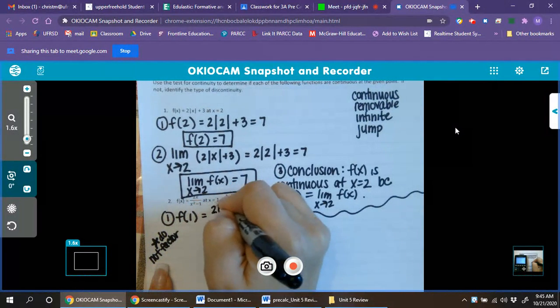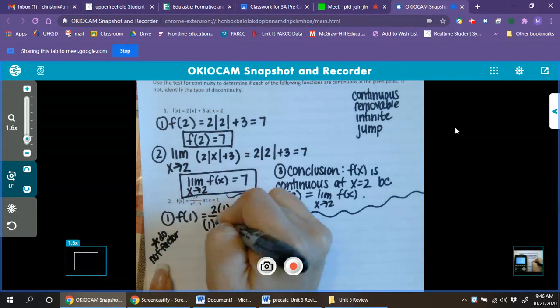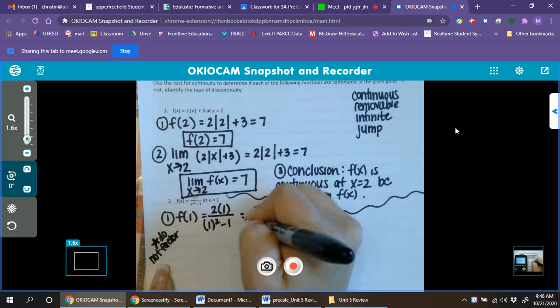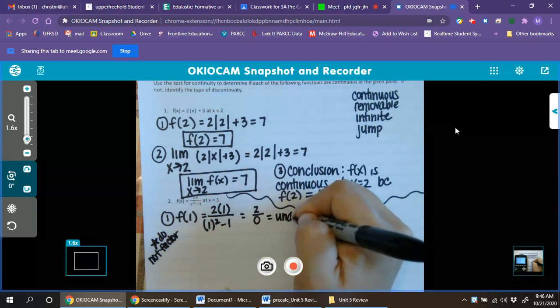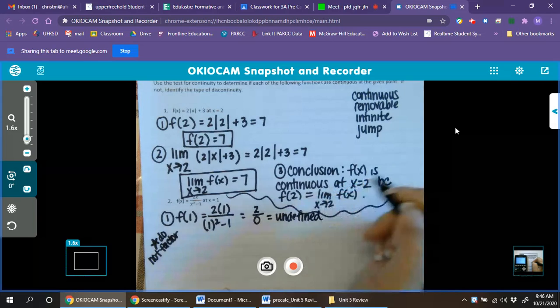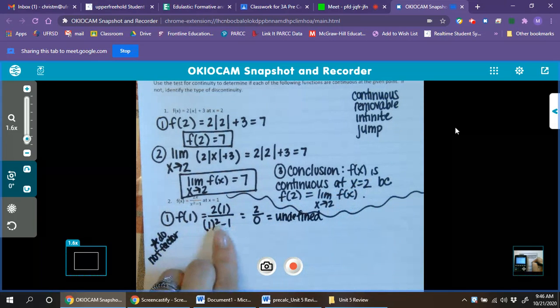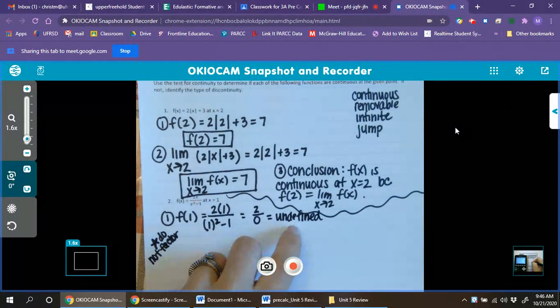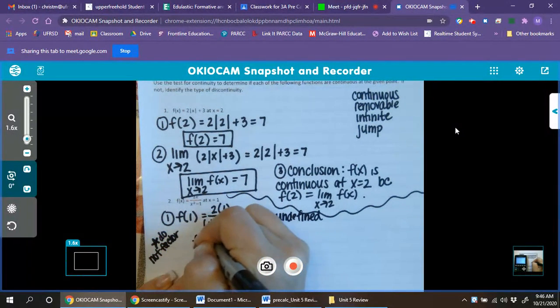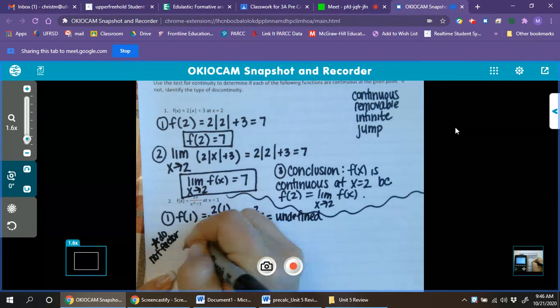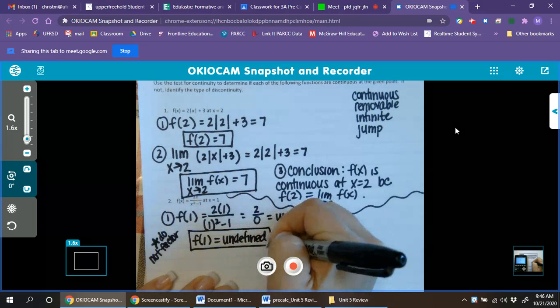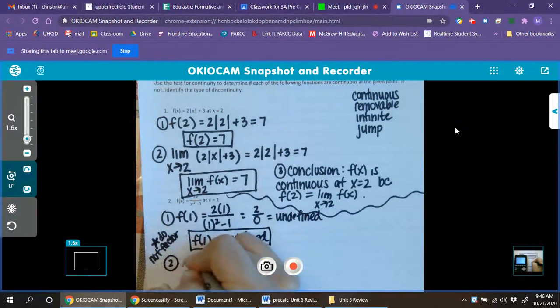Okay, so we're going to plug it in. I get 2 over 0, which is undefined. Okay, so that's good. If something is meant to be undefined when you're evaluating, you want it to come out that way. So for part 1, we're going to say f of 1 equals undefined. Okay, step 2 is now do the limit.